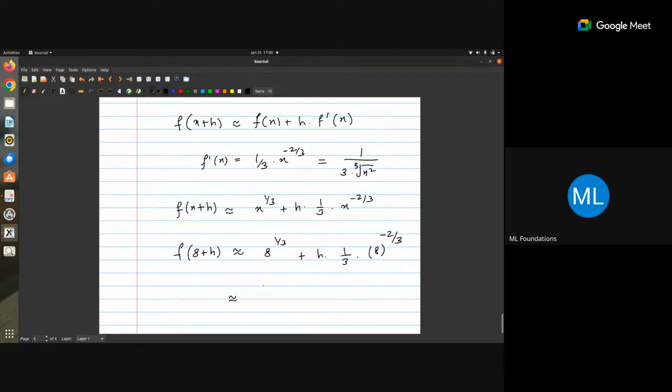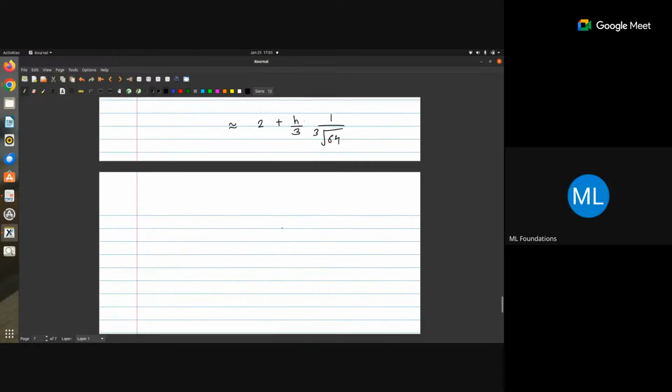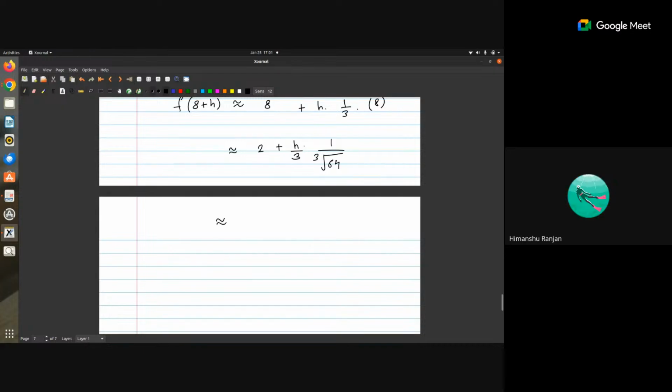And what is cube root of 8? 2. Plus h by 3 into the other term. First, how to solve this, right? I can just understand this as 1 upon the cube root of 8 squared, right? So what is 8 square? 64. And what is the cube root of 64? 4. So 2 plus h by 3 into 4.